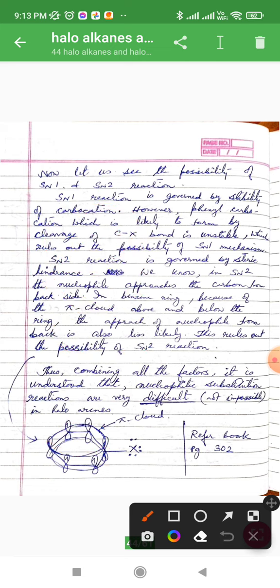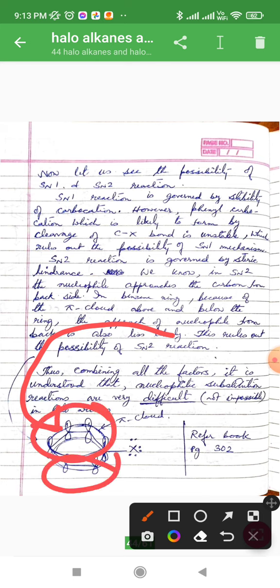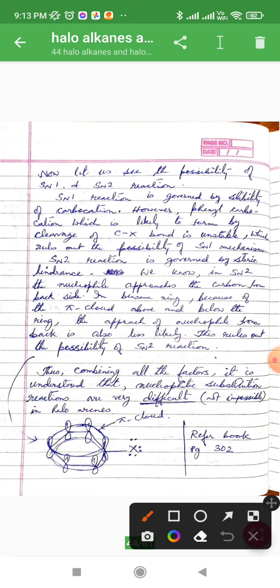So if a nucleophile tries to approach from this side, what will happen? It will encounter the pi electrons. So electrons on the benzene ring and electrons on the nucleophile will suffer repulsion. So the approach of the nucleophile becomes difficult even from the back side. And that is why the possibility of Sn2 reaction is also ruled out.